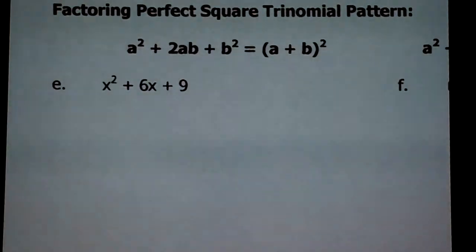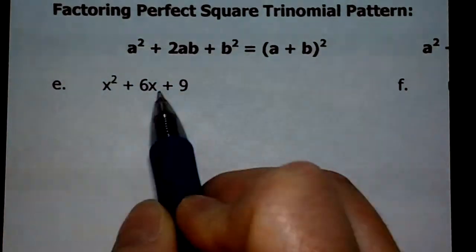With letters A through D, you have to know that one, because the factor sum chart doesn't work when you don't have a B. This one, you do have a B, so you could make it happen. But I'm all about shortcuts, right? Okay, so I have x squared plus 6x plus 9.